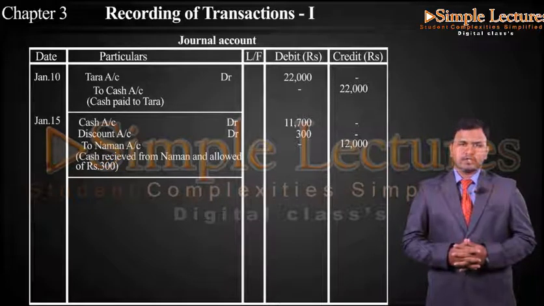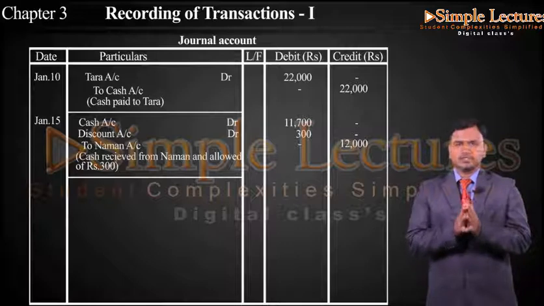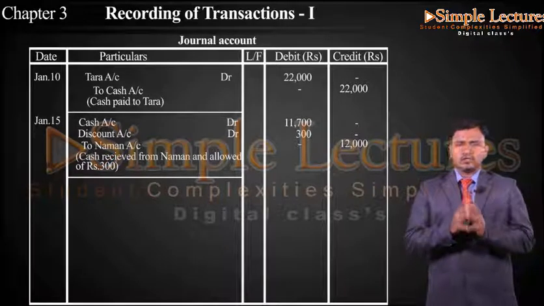Next transaction we have on Jan 16. So the transaction here is paid wages 200. So when coming to the wages, it is an expense, we are going to follow the nominal rule.